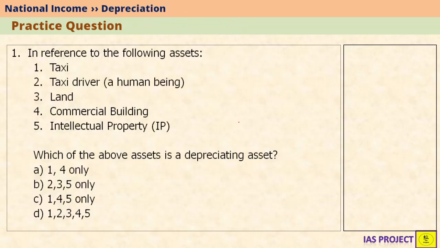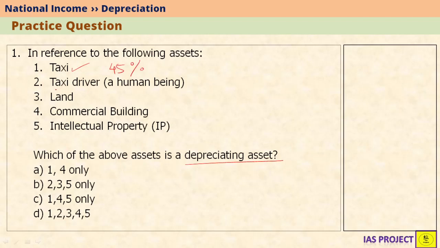Let's look at some practice questions. In reference to the following assets, we have 5 different assets given here. Which of the following assets is a depreciating asset? So the first one is taxi. Is taxi a depreciating asset? Yes, we have seen this. Taxis depreciate at 45% a year.